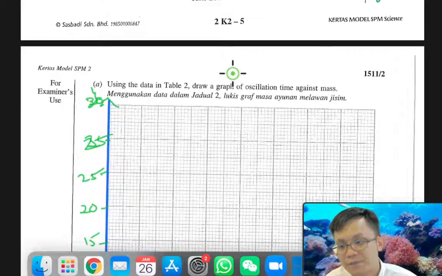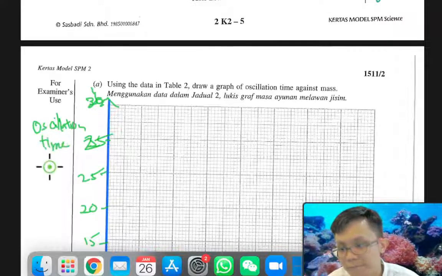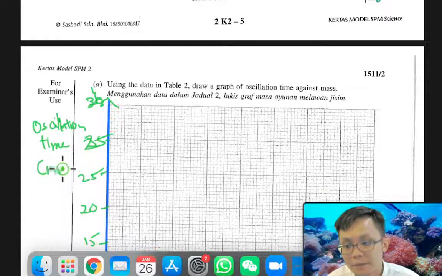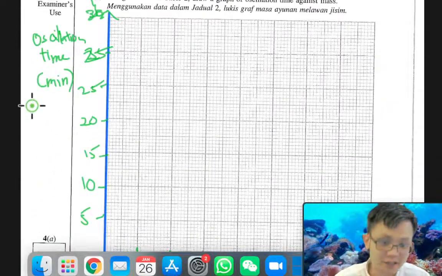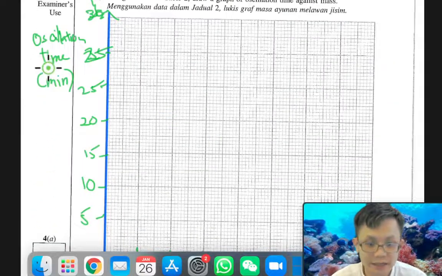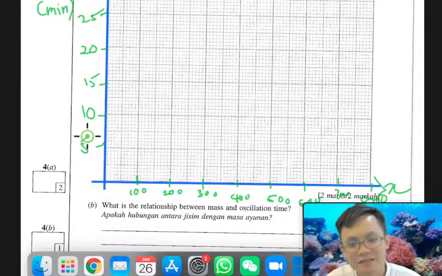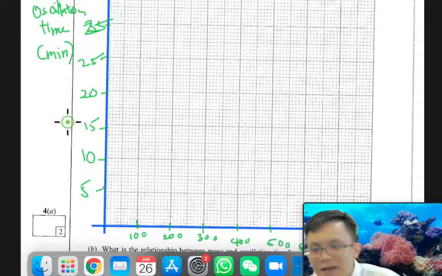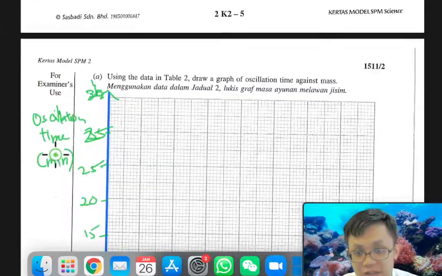Oscillation time. And the unit? Minute. Yes, because here it's minute. So don't forget. If you forget this one also, you minus one mark. Not minus one mark, they will say mark not given. So mark not given means no mark. Mark will not be given if you lack detail information.